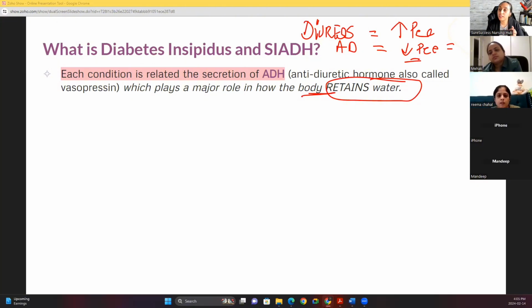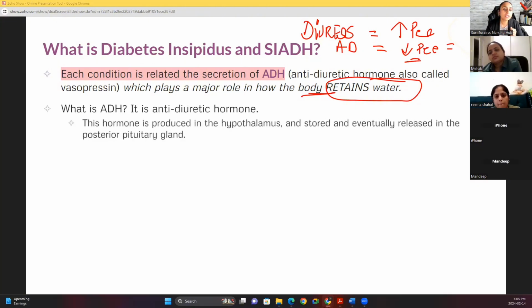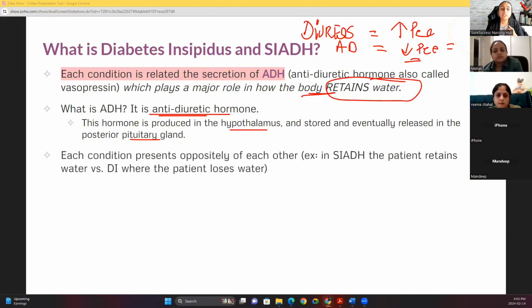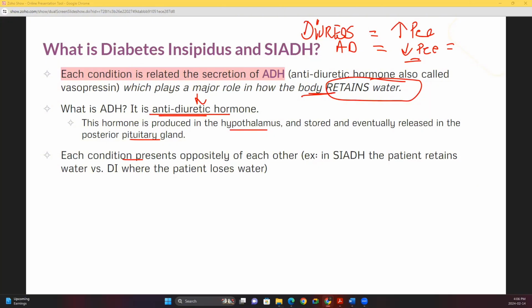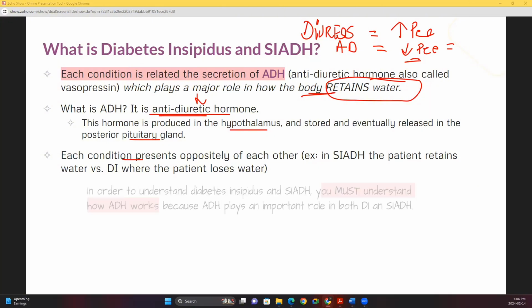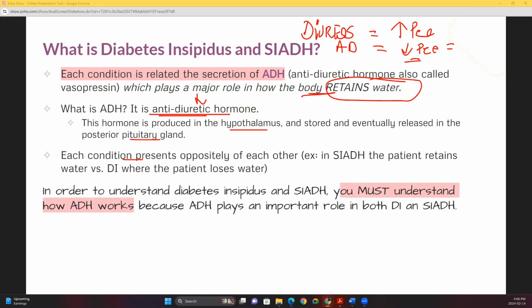Okay, so it retains the water. So what is ADH? Antidiuretic hormone is produced in the hypothalamus and stored and released in the pituitary gland. Now these are opposite to each other, SIADH and DI, and I will teach you an easy way to remember this. But first of all, because as you know, it is antidiuretic hormone, you should know how it works and where it works. It works in the kidneys. You must understand how ADH works.